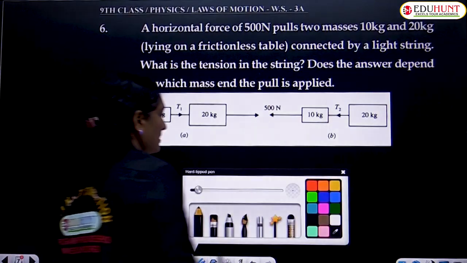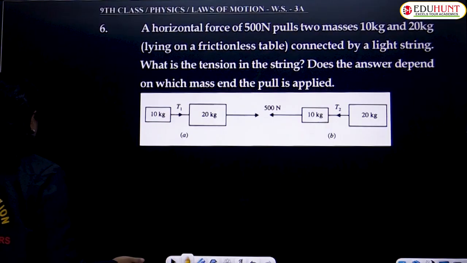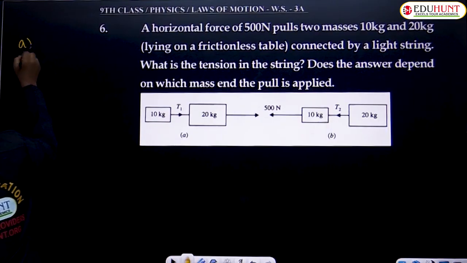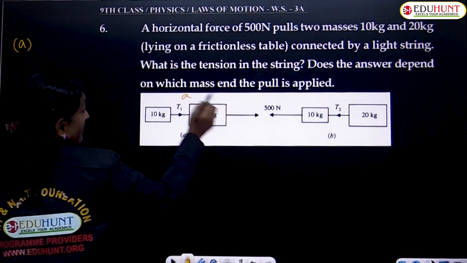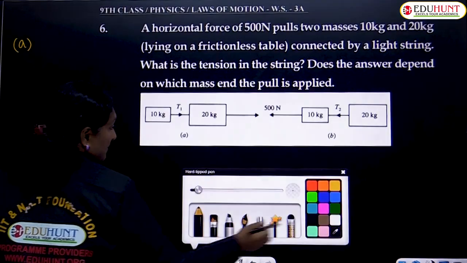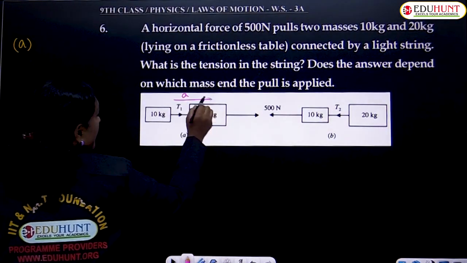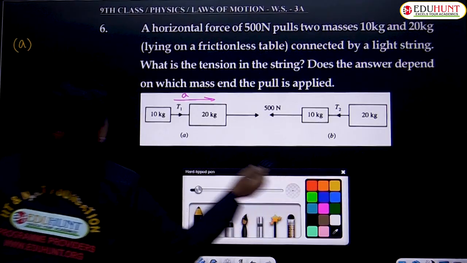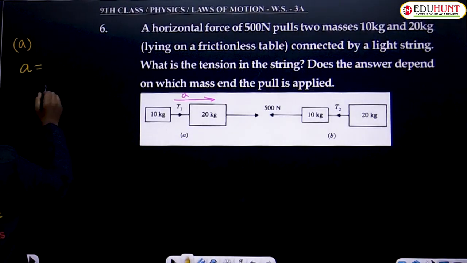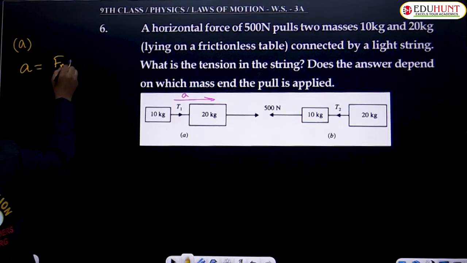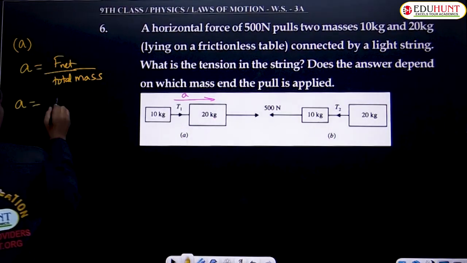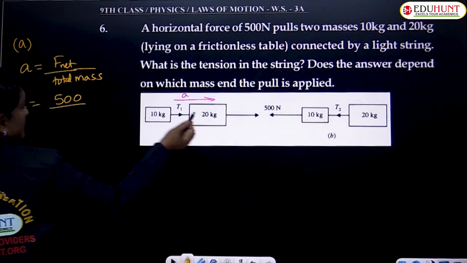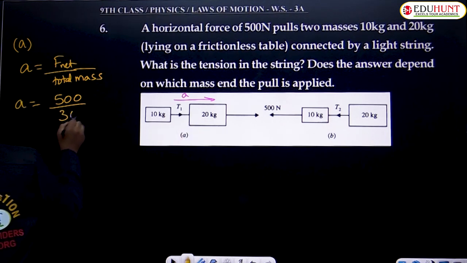Let us try solving the same, children. First of all, let us calculate for picture A, case 1. What is the acceleration of the system, children? Here, 500 Newton is being pulled towards the right side. From this we can conclude that the acceleration of the system is equal to net force upon total mass, which is your general formula. So this acceleration is found to be 500 newtons upon the total mass, these two masses, 10 plus 20, which is 30 kg.